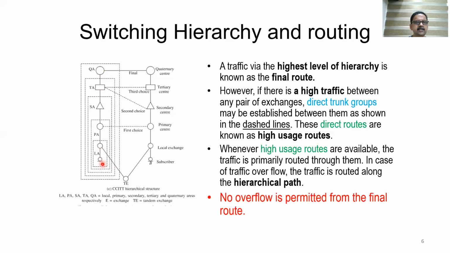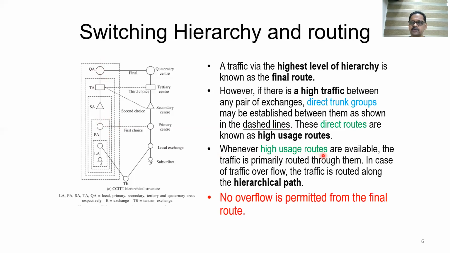So A is connected to this local exchange. From this local exchange, it can go to the primary exchange, PA, primary area, and this primary exchange is connected to this side primary exchange, and the call can be completed right here. So this is the first preferable choice, so that we can avoid all these stages, the switching is fast, and we need not utilize the resources of other connectivity between different levels.